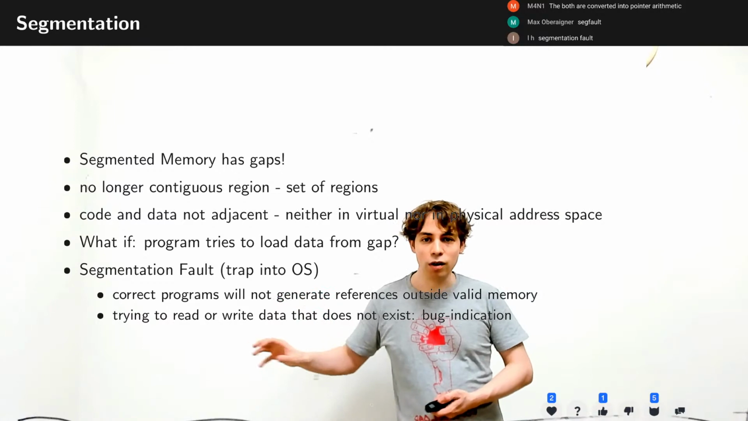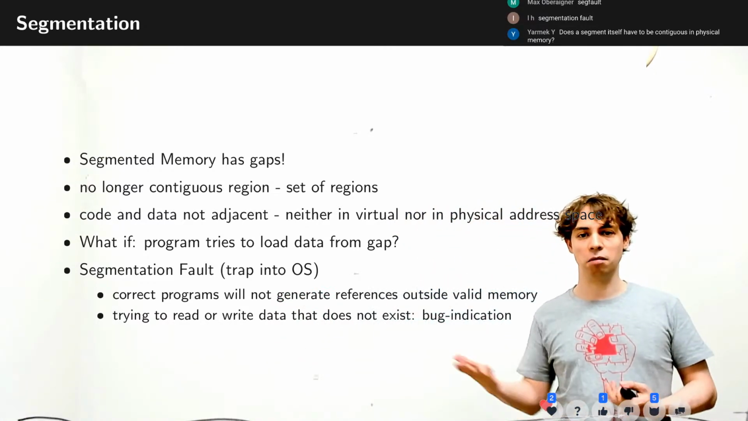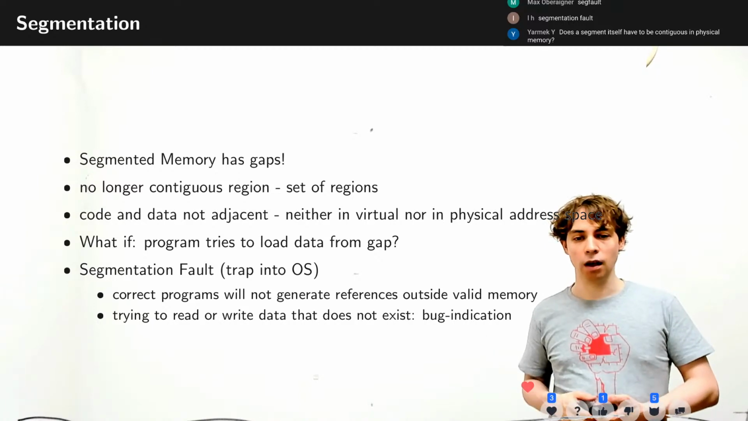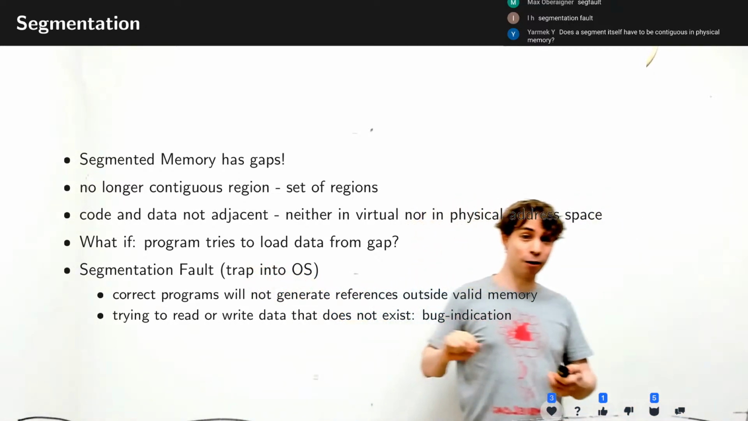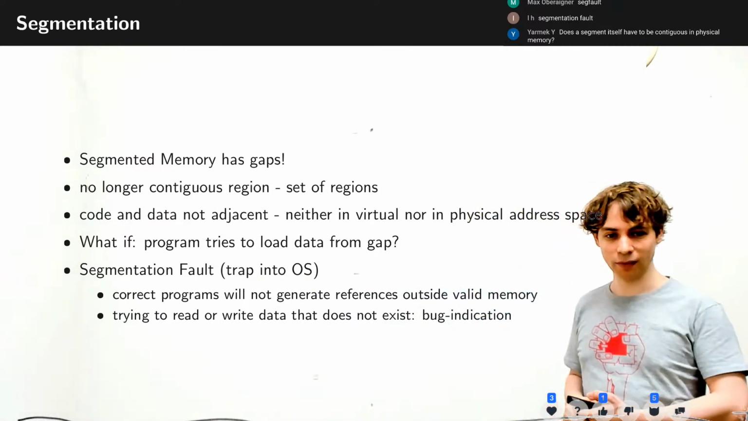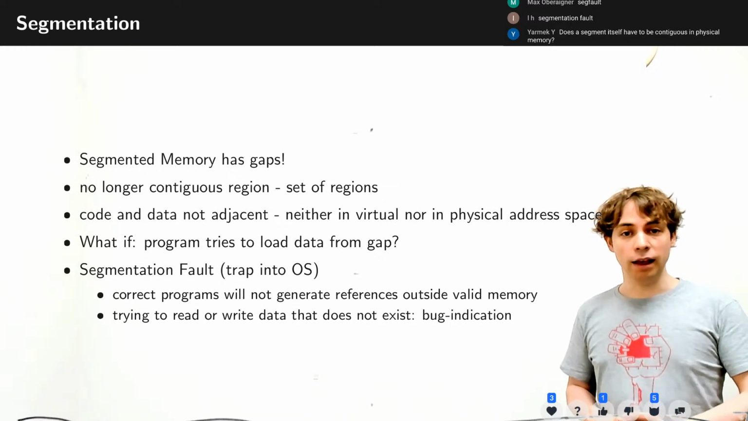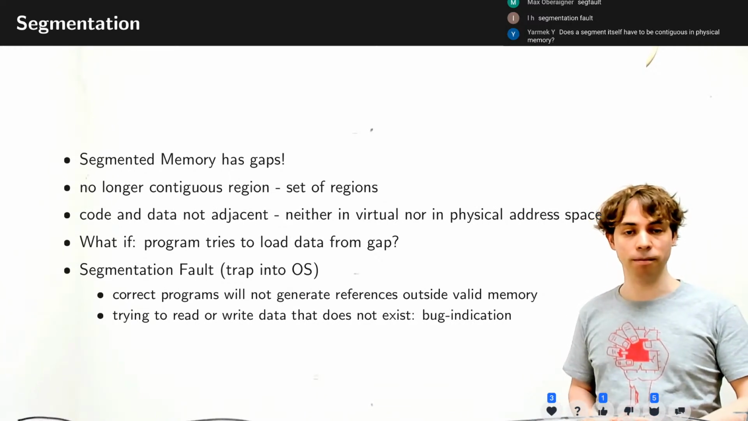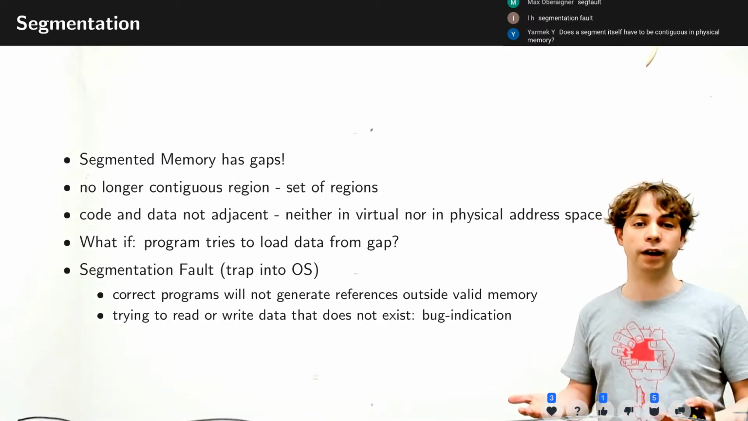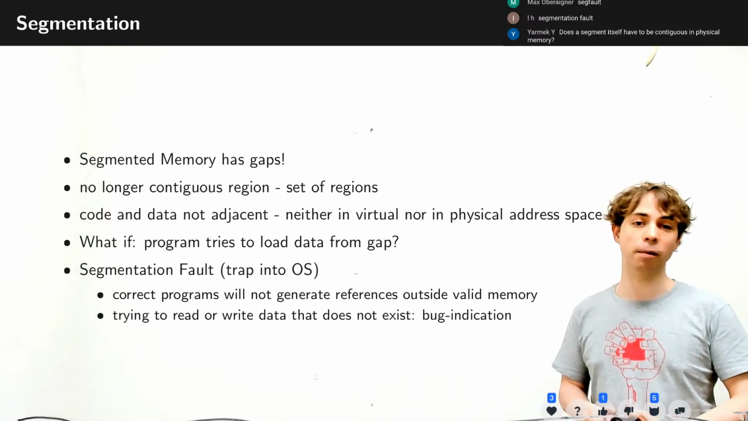Trying to read or write memory that does not exist might be a bug. So a segmentation fault is actually nice for us because it tells us there is a bug in our code. Does a segment itself have to be contiguous in physical memory? Yes, it does have to be contiguous in physical memory. That's because we only define base and bound. No possibility to split this up.